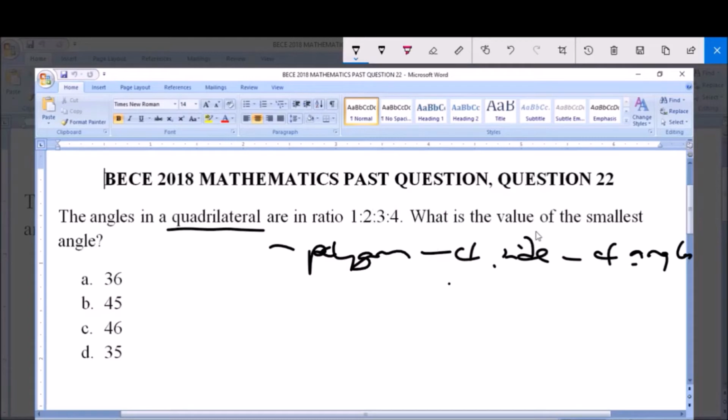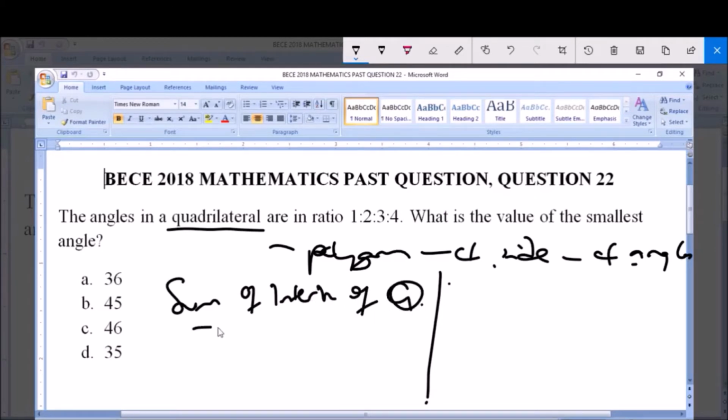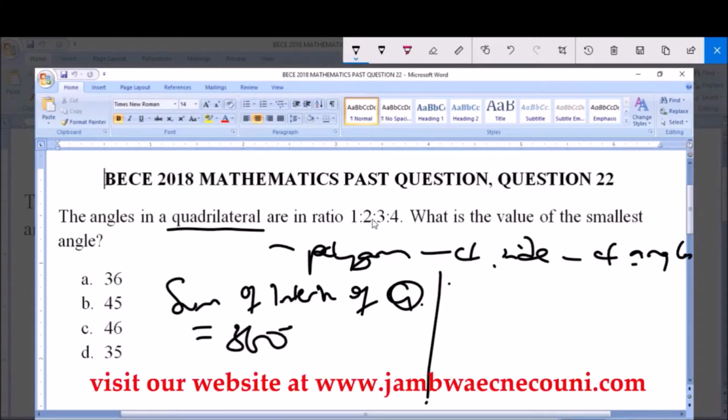Now we are asked to find the smallest angle, and the sum of interior angles of a quadrilateral is equal to 360 degrees. That is, the total sum of all the angles in a quadrilateral is 360 degrees. Now we have the ratio 1 to 2 to 3 to 4, and like you know, ratio is just a simple way of expressing fraction.